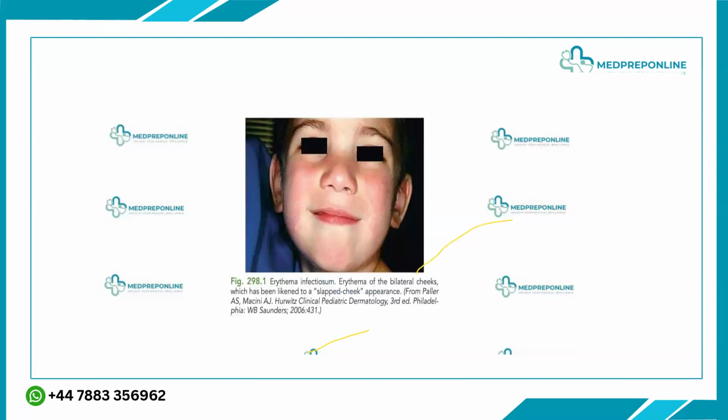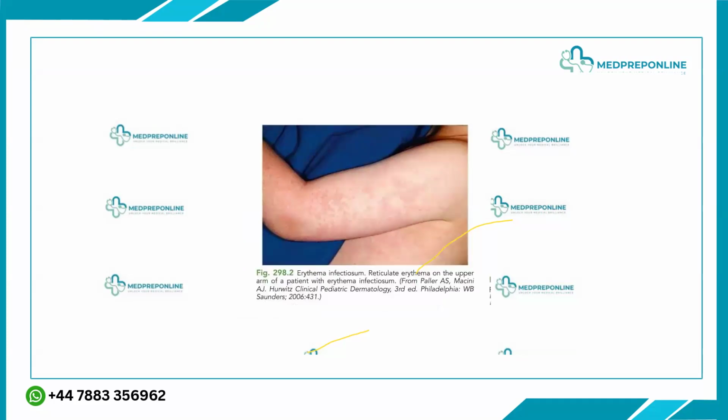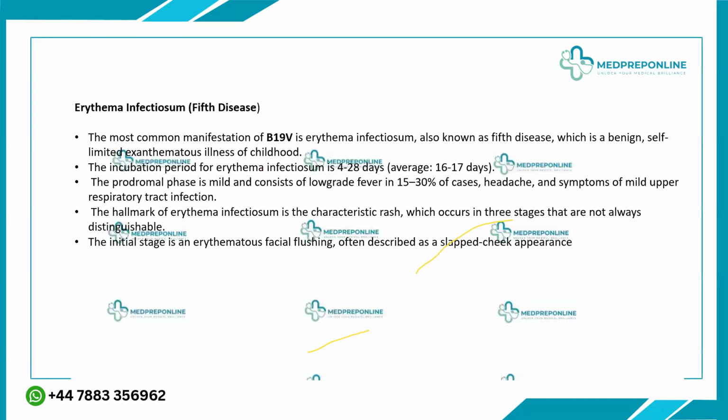Now, what is this? This is the typical slapped cheek appearance, and this is basically called as erythema infectiosum. This is also erythema infectiosum. Now, what is erythema infectiosum? This is also called as fifth disease, and it is the most common manifestation of parvovirus B19. इसको हम fifth disease भी कहते हैं. It's a benign self-limited exanthematous illness of childhood.